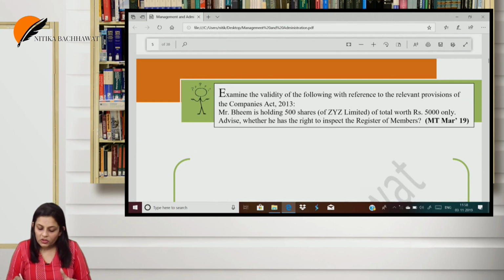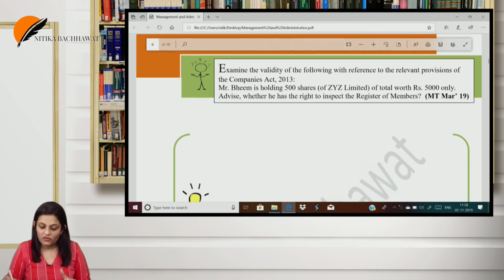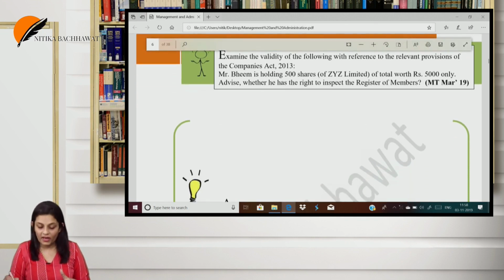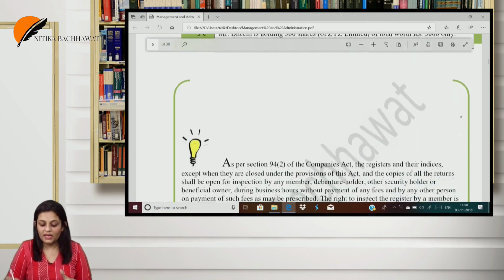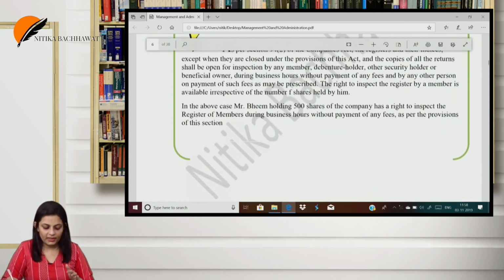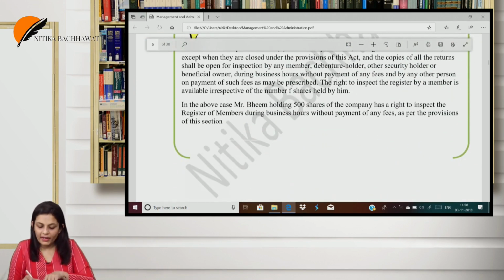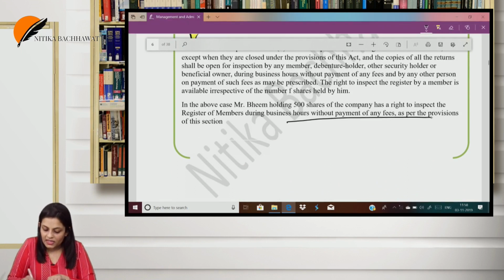Examine the validity of the following with reference to the relevant provisions of the Companies Act 2013. Mr. Bhim is holding 500 shares of XYZ Limited of total worth of 5,000 only. Advise whether he has a right to inspect the register of members. We have already discussed. So, he will have a right to inspect during the business hours without the payment of any fee.